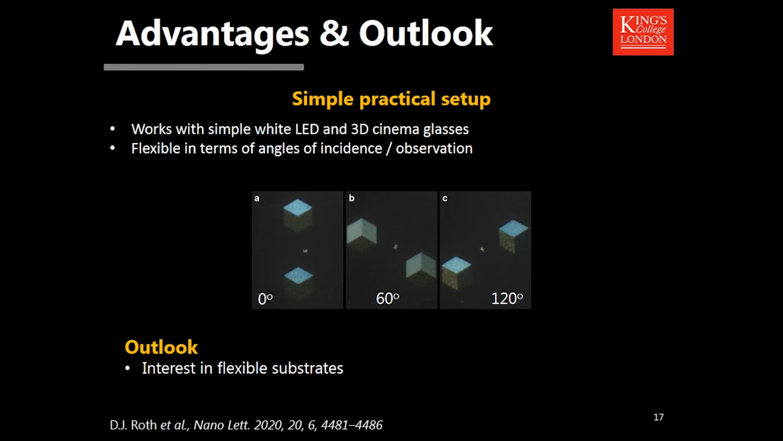So before I conclude, I wanted to emphasize the fact that this setup can also be very simple and practical. While the results we presented earlier were recorded using a tungsten halogen white light lamp as well as lab-grade polarizers, this setup also works using a simple white LED and the polarizing filters of your standard 3D cinema glasses, for instance. This setup is also very flexible in terms of angles of incidence and observation. And here are a few images that we took with this much simpler setup, and as you can see we get very nice results too.